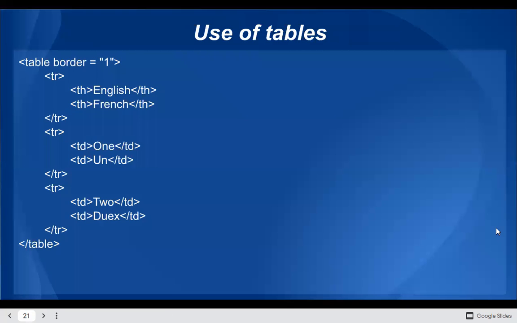This is an example of tables. We are having a table with a border of 1. We introduce a table row in which we are putting the data English and French. Then we close that row. Then we have a next row in which we are putting 1 and UN. In the second row, we are using 2 and DEUX, and we complete the table. We will get a result like this, a table.